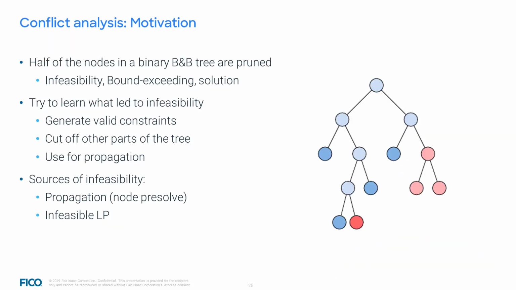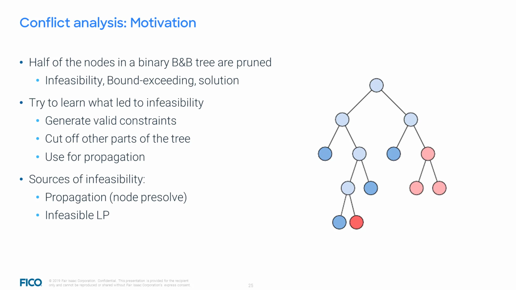The motivation for conflict analysis is that half of the nodes in a binary branch and bound tree are pruned. Obviously, all the leaf nodes will be pruned, either because they exceed the primal bound, because we found a solution, or because they are infeasible. Exceeding the primal bound can be treated as a special case of infeasibility. What we want to achieve with conflict analysis is to try to learn what led to the infeasibilities. The idea is to generate valid constraints that explain the reason of infeasibility, and to use those constraints to further prune the tree in the remainder of the search.